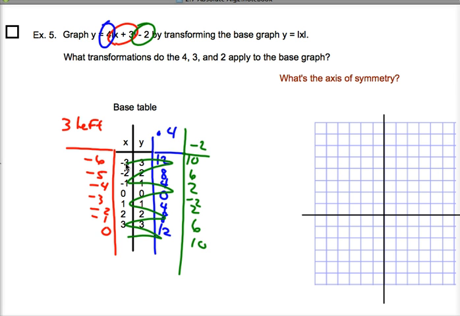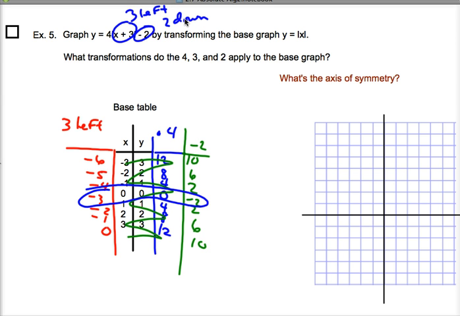-6, 10, -5, 6. The most important point is the vertex. And the vertex started at 0, 0, but it ended up right here at -3, -2. Now I would want you to get that -3, -2 just by looking at my initial function and saying, okay, I got to go 3 left because it's +3. I got to go 2 down.